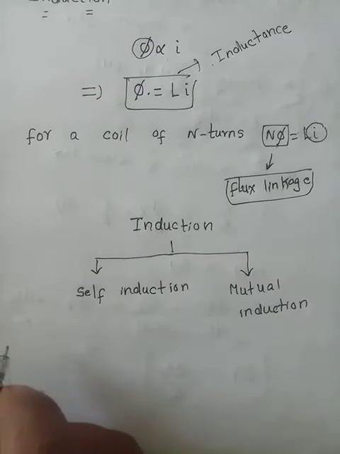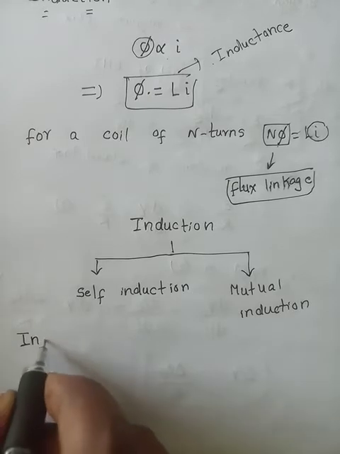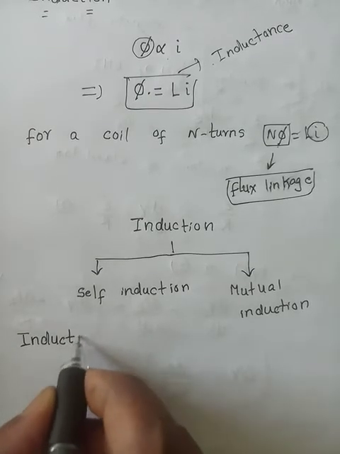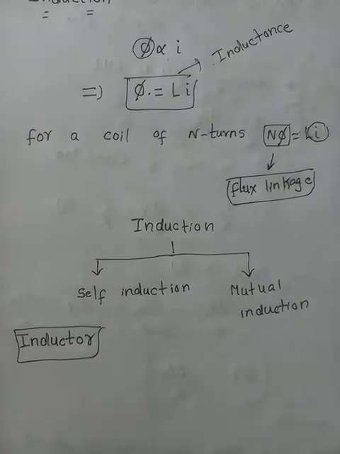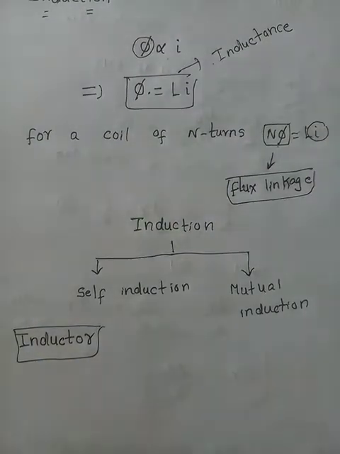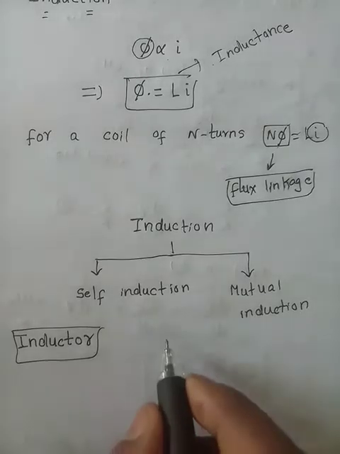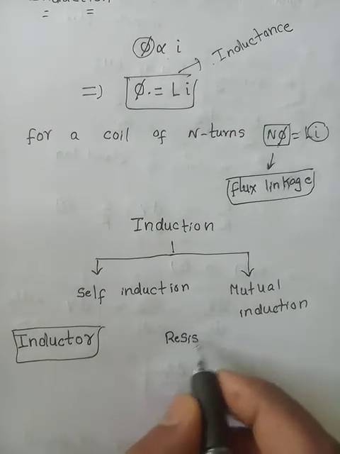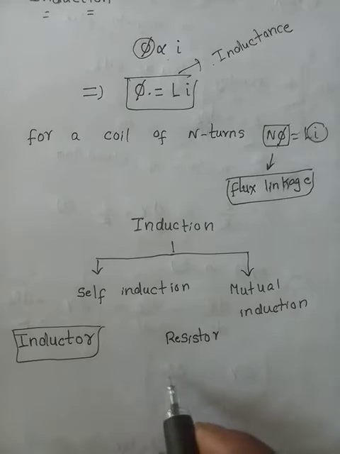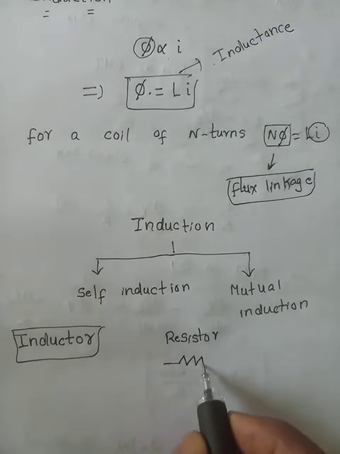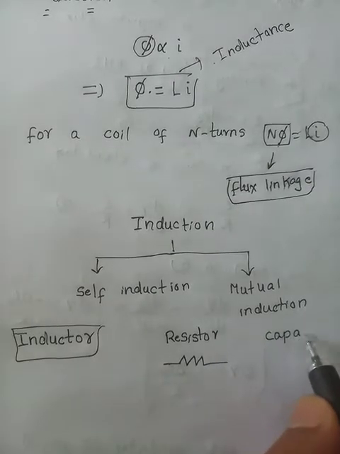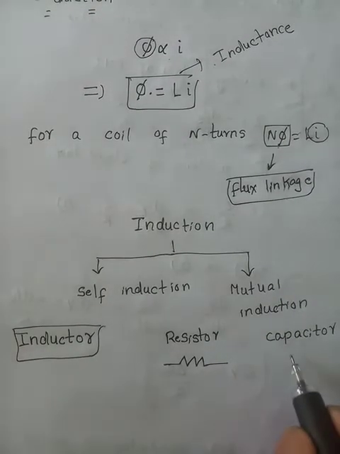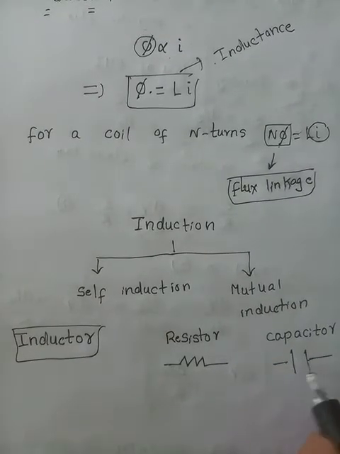So let us know the concept. First we are saying that this is inductance, and the property of the material or the device which opposes the flow of current is called an inductor. Like a resistor. What is the function of a resistor? A resistor is a device used to oppose the current, and you know the symbol of a resistor. This is the circuit symbol of a resistor. And one more device we learned, that is the capacitor. What is a capacitor? It is a device used to store charge.